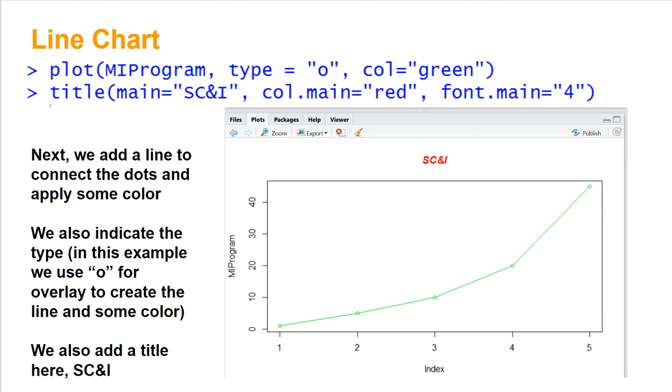Next, we add a line to connect the dots and apply some color. This is done by calling the R function plot with the vector name followed by the type. We use the letter o for overlay to create the line. We also add col to indicate color and apply green. Additionally, we add a title here, sky. To do this, we call the R function title with main equals sky and set its color to red as well as a font size of 4.